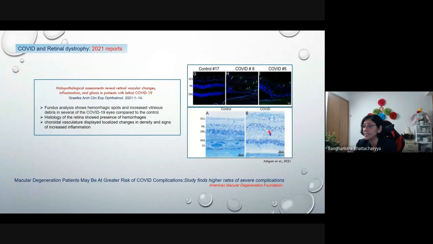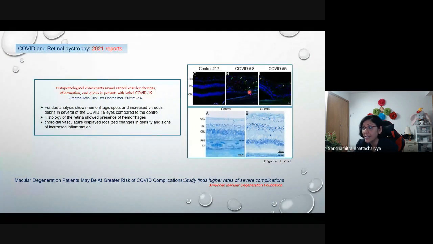So what we did is we took retinal sections and labeled both the control and the COVID-infected sections with mouse anti-SARS-CoV spike protein antibody that detects the virus if present inside the retina. And we do see the presence of the virus. These green spots you see in this COVID slide definitely speak of the presence of the virus.